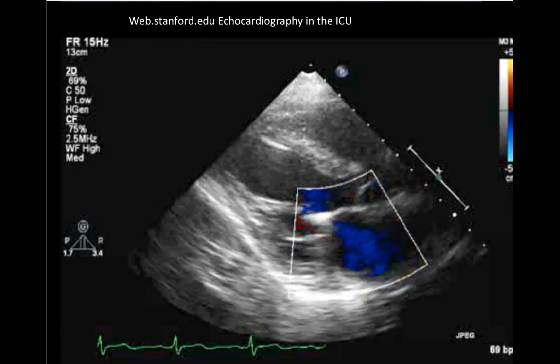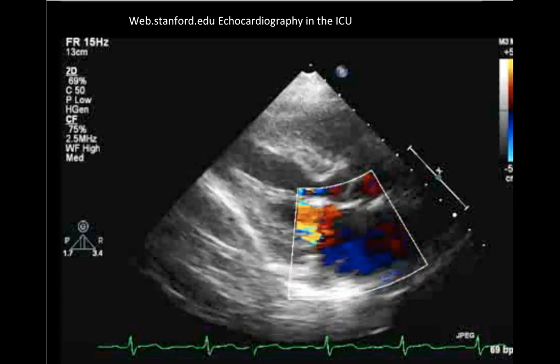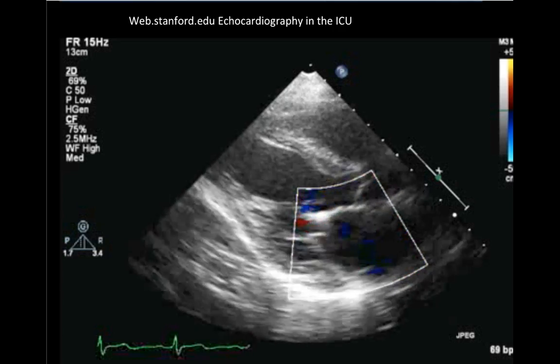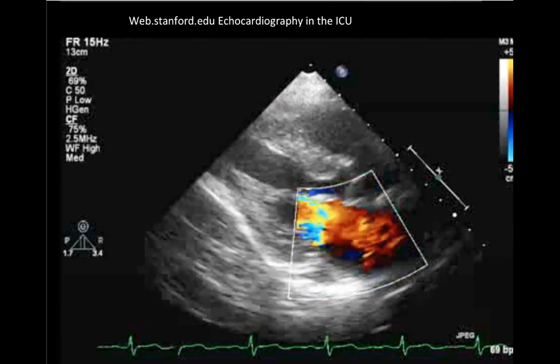This is a parasternal long axis view using color flow of the mitral valve, and here you can see blue entering the left atrium during ventricular systole again. This jet is a large jet and represents severe mitral regurgitation.